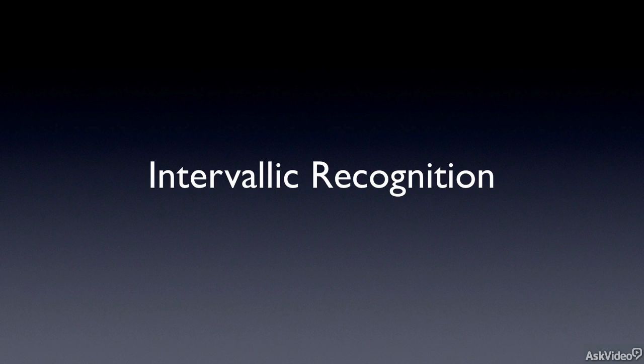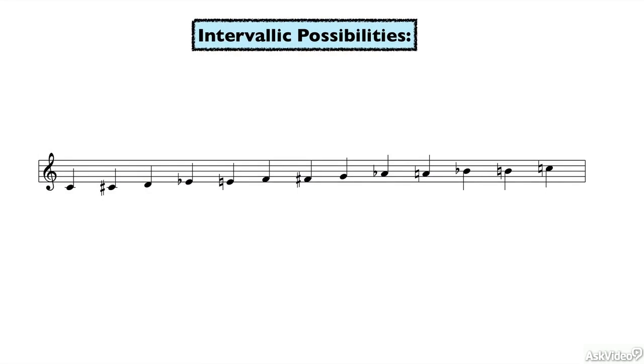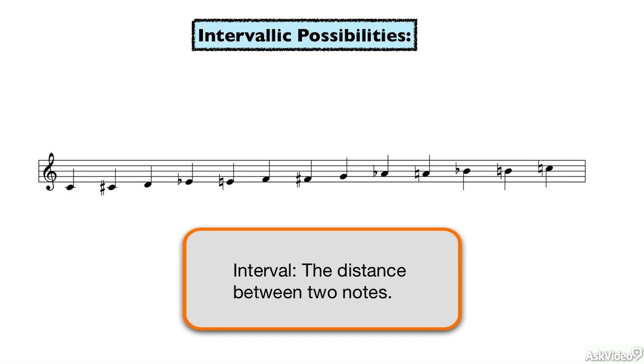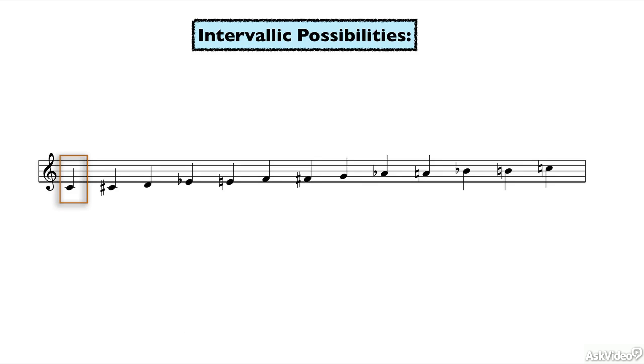This tutorial is about intervallic recognition, and we're going to start off here by looking at our chromatic scale. When we're talking about intervals, we're talking about the distance between two notes. Every note in this chromatic scale has a particular distance to the first note, C. Let's take a look at each of those intervals so we can see the possibilities, and I'll play each interval so you can hear what it sounds like.